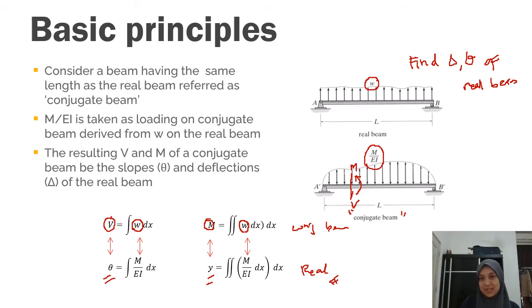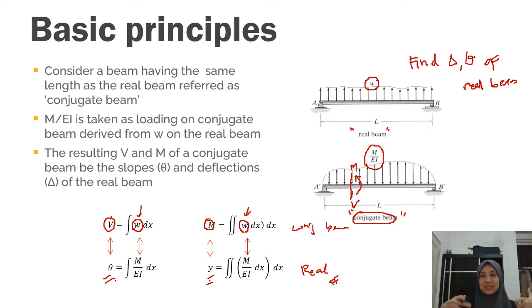Again, I repeat. Say you have a beam having whatever load that it has, which is W. You change this load into M over EI, the moment divided by EI. So you change all this W into M over EI. If you cut the section at any point and find the shear and also the moment, the shear and the moment that you get from your conjugate beam will be equal to the slope and also the displacement in your real beam. So this is what the conjugate beam method does.